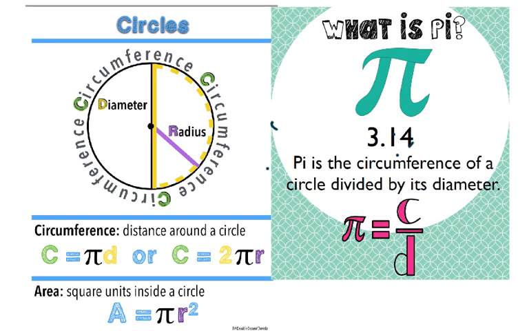So the first thing is circumference. Circumference is the distance all the way around the circle. So that's like the perimeter of the circle, okay? So the perimeter of the circle, that's the circumference. And you find that by using the formula circumference is equal to pi times d, or circumference is equal to 2 pi r. Okay, so that's the formula. So you would plug everything into that formula. And we're going to do some examples with that.